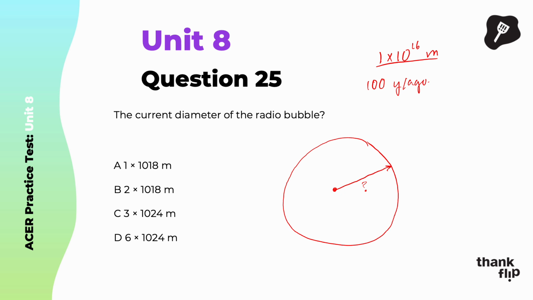in 1 year. So if it was 100 years, then we would basically just have to multiply this by 100. And so simplifying this, we would get 1 times 10 to the power of 18. However, this is just representative of this radius, and we're being asked for the diameter. And so we would have to multiply that by 2. So then the answer we would get here is 2 times 10 to the power of 18. And the answer is B.